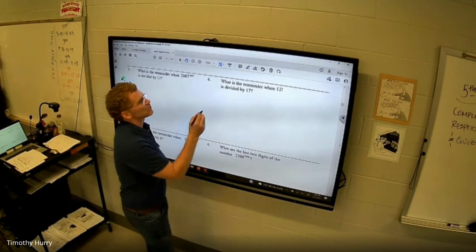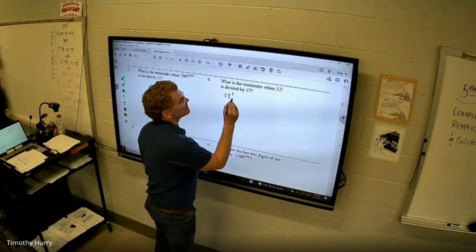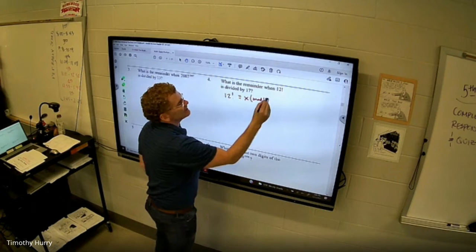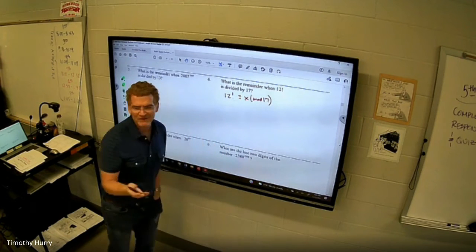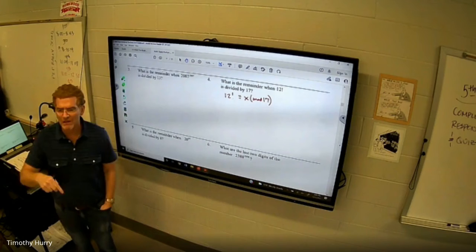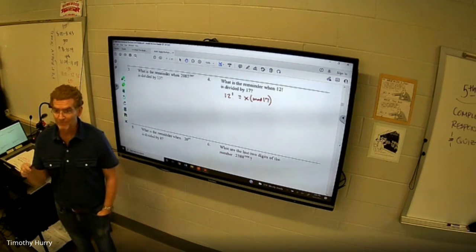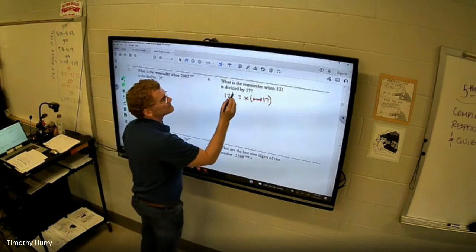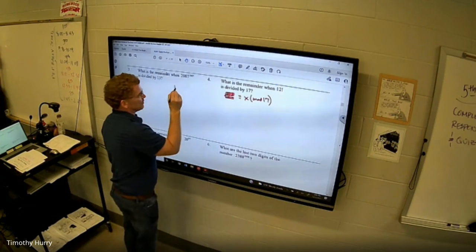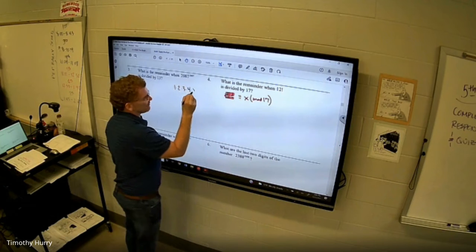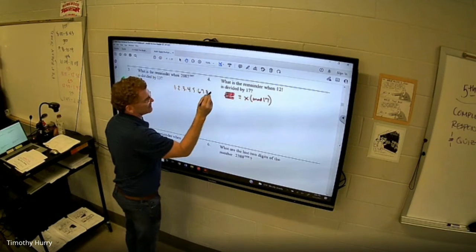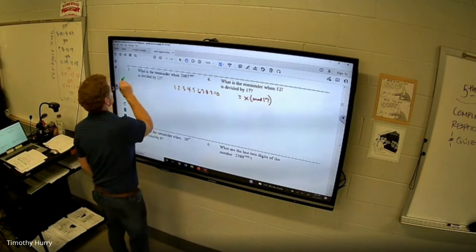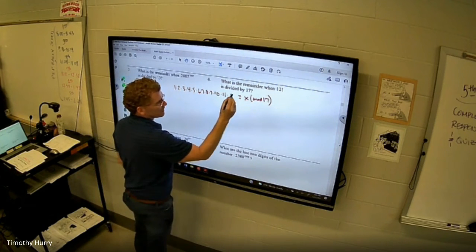What is the remainder when 12 factorial is divided by 17? Now, you might look at that and go, but wait, 12 is smaller than 17. True, but it's not 12, it's 12 factorial. And 12 factorial is what? 1, 2, 3, 4, 5, 6, 7, 8, 9, 10, 11, 12. Anybody got any ideas?